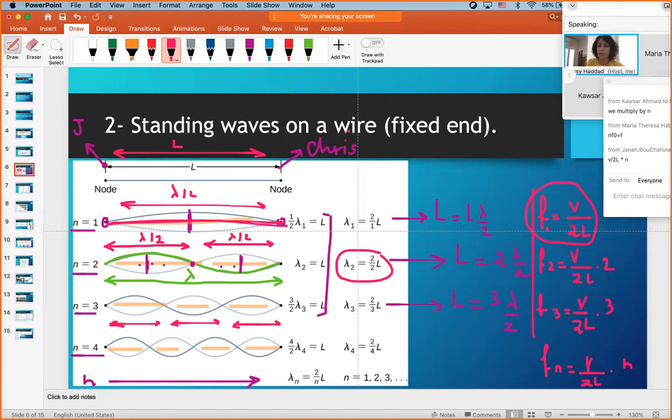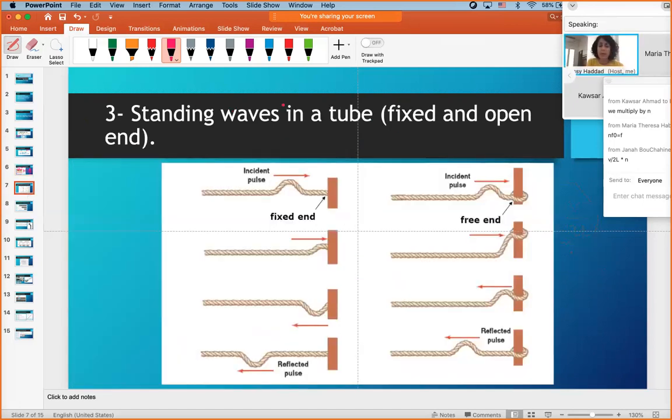So far we're discussing standing waves on a wire, and I have a fixed end. Next, we're going to study what happens when I have an open end. But before discussing the standing wave in a tube, this is regular reflection. I have a pulse that is incident. It's going to hit a wall or a pole, and the end is fixed. Due to Newton's third law, for every action there's an equal and opposite reaction. The rope is going to pull on the pole, and the pole is going to give a force to the rope that is equal and opposite, so you will have reflection downward. So when the incident pulse is positive, the reflected pulse is negative.